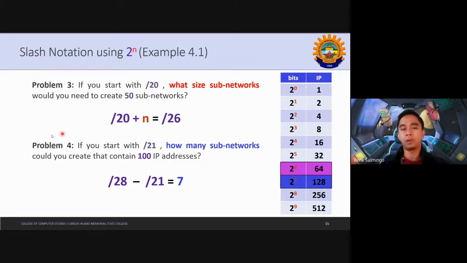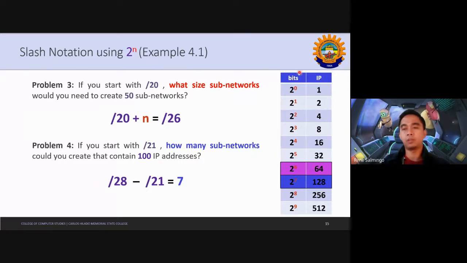So another example, problem number 4. If you start with /21, how many subnetworks could you create to contain 100 IP addresses? In this example, this is the reverse path. As you know, you start with 100 IP addresses. So what you're going to do is count. How do you know that you will have 100 IP addresses?